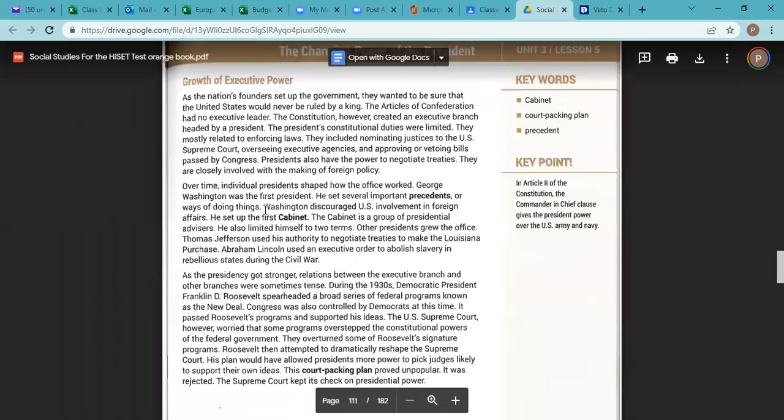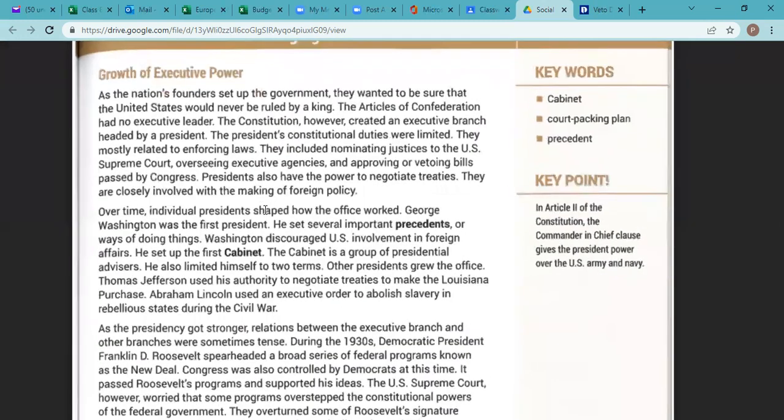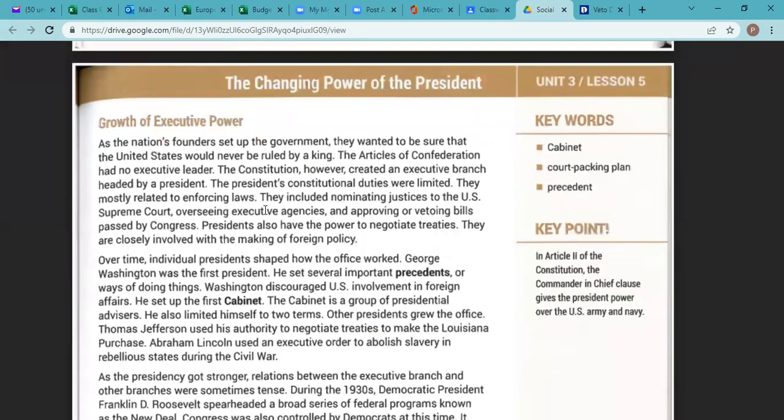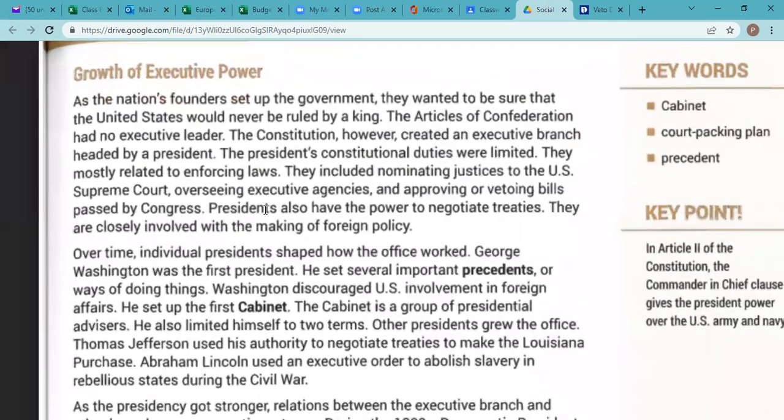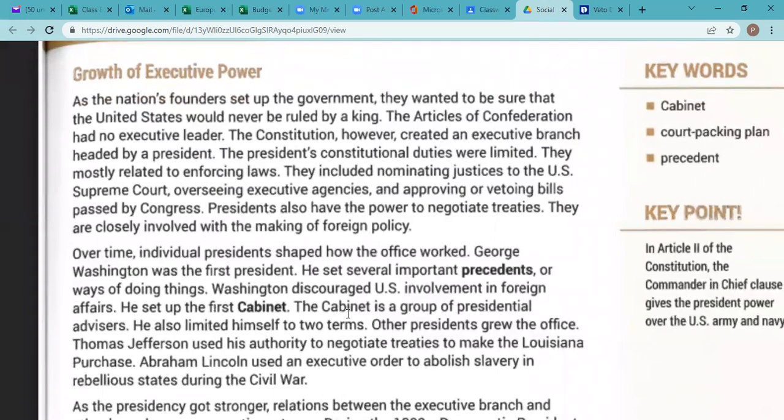All right, we're going to go on to Unit 3, Lesson 5. And it says here, the changing power of the president. So growth of executive power. So now we've moved on to the executive branch. And it says here that as the nation's founders set up the government, they wanted to make sure that the United States would never be ruled by a king.